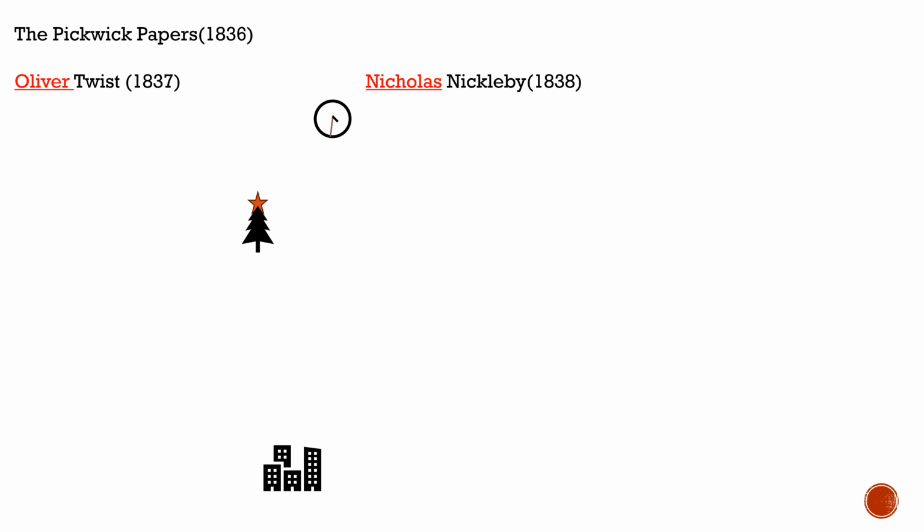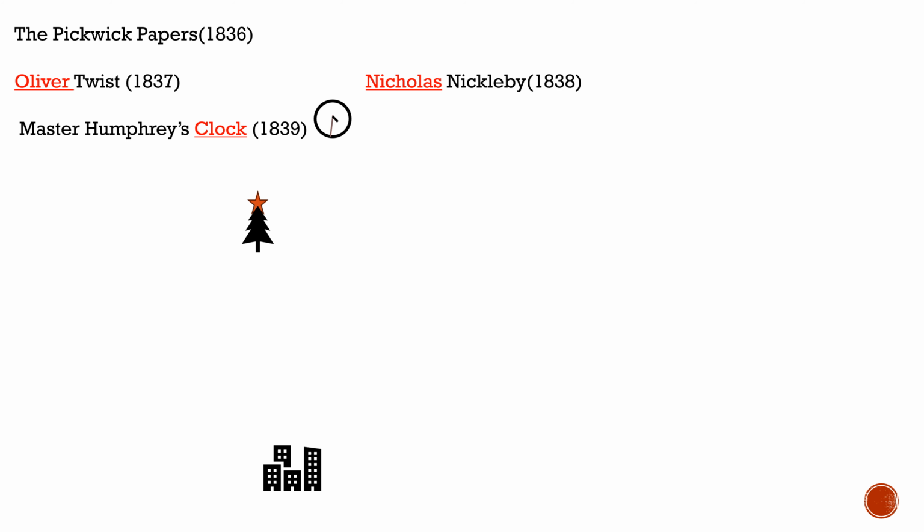So they were going to buy a clock as a gift. So the next work is Master Humphrey's Clock. Master Humphrey's Clock is not a novel, it's a weekly miscellany. And in this collection, he published The Old Curiosity Shop and Barnaby Rudge.